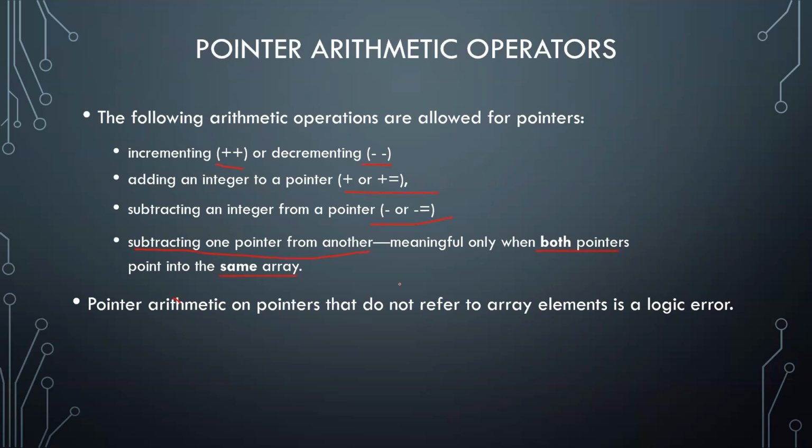Now, any type of arithmetic on pointers that don't refer to array elements is going to give you an error, but it's not going to know that until runtime. So it's going to be a logic error. And again, it's going to be that array index out of bounds.